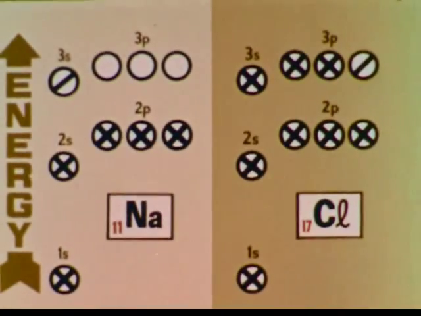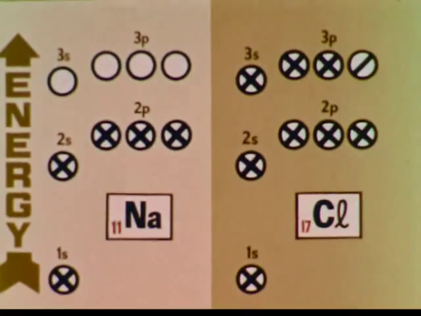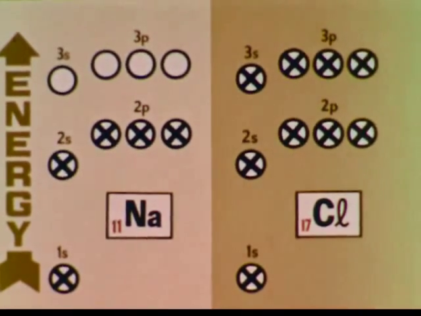In this reaction between sodium gas and chlorine gas, each sodium atom loses an electron to a chlorine atom, and the ionic substance sodium chloride is produced. In the reaction, a 3s valence electron from each sodium atom has been transferred to a chlorine atom, as shown on these orbital boards.